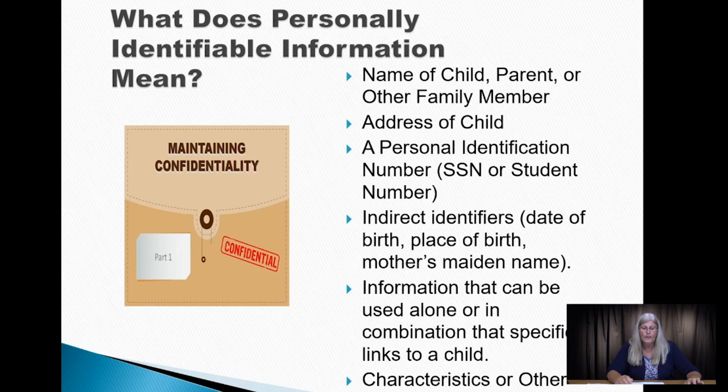Here it tells us, what does personally identifiable information mean? And this is a list. It's not an exhaustive list, but on here it mentions the name of the child, the name of the parent or any other family member, address of the child, their social security number, or even their student ID number. Indirect identifiers, which is, of course, the date of birth, the place of birth, and the mother's maiden name. Information that can be used alone or in combination that specifically links to that child. Characteristics or other information to identify the child.